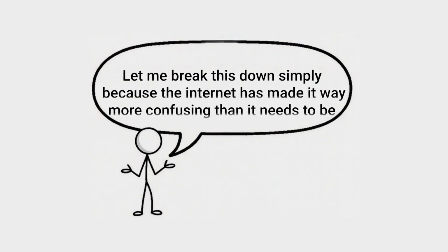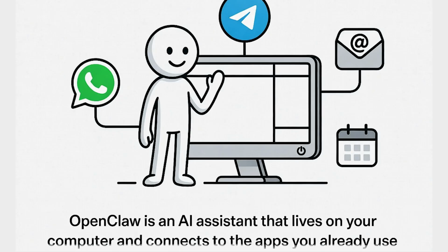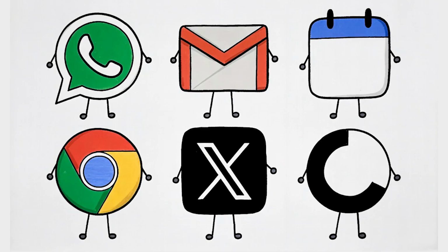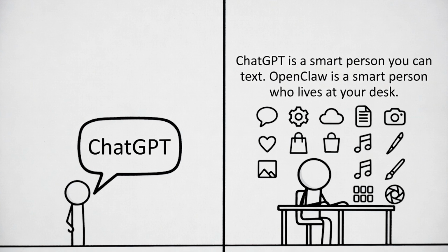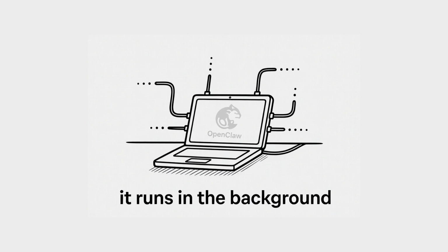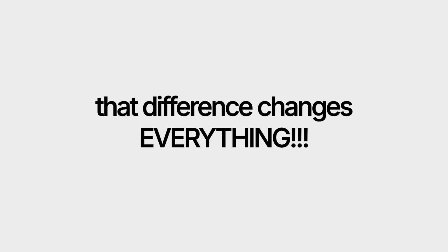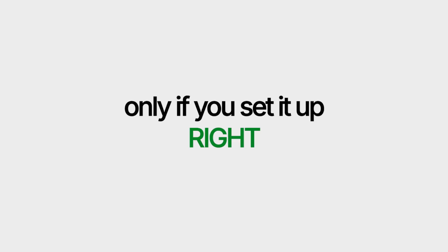Let me break this down simply, because the internet has made it way more confusing than it needs to be. OpenClaw is an AI assistant that lives on your computer and connects to the apps you already use: WhatsApp, Telegram, email, calendar, whatever. But here's the difference between OpenClaw and something like ChatGPT. ChatGPT is a smart person you can text. OpenClaw is a smart person who lives at your desk and has access to your whole setup. It runs in the background. It wakes up on its own. It checks things. It does tasks, not just talks about them. That difference changes everything, but only if you set it up right.